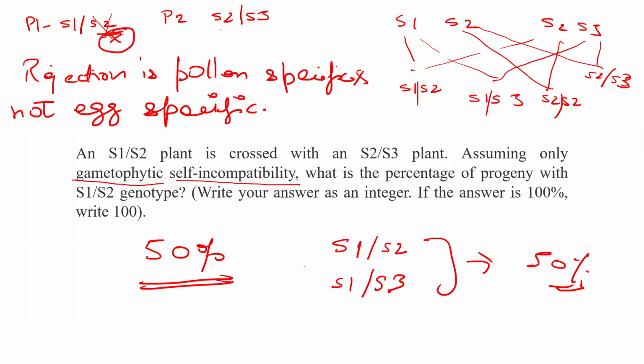So this is your GSI, that is gametophytic self-incompatibility. So the rule is a haploid pollen carrying the S allele is rejected if the female parent pistil contains the same. What I have told you, that is the thing.